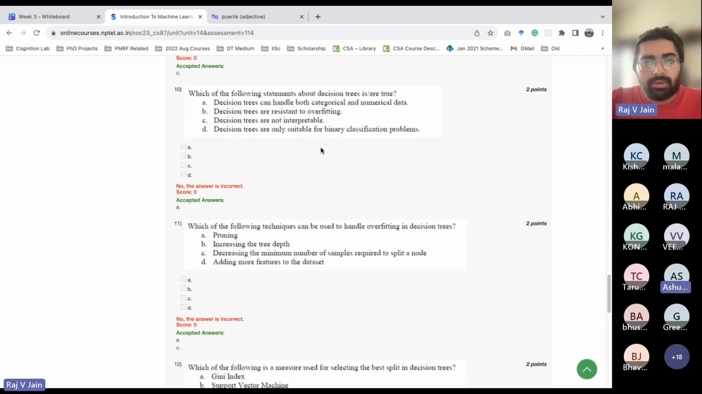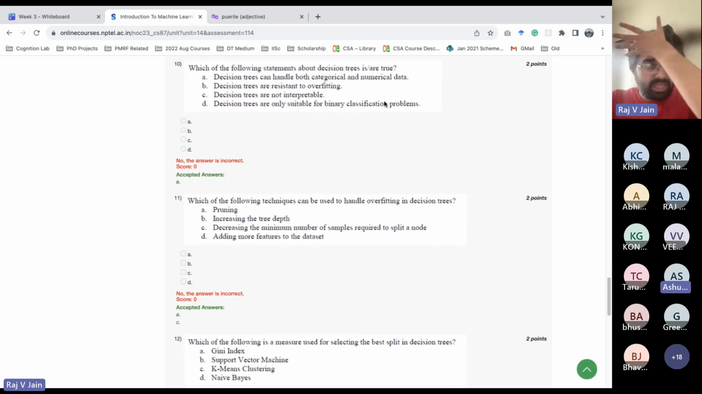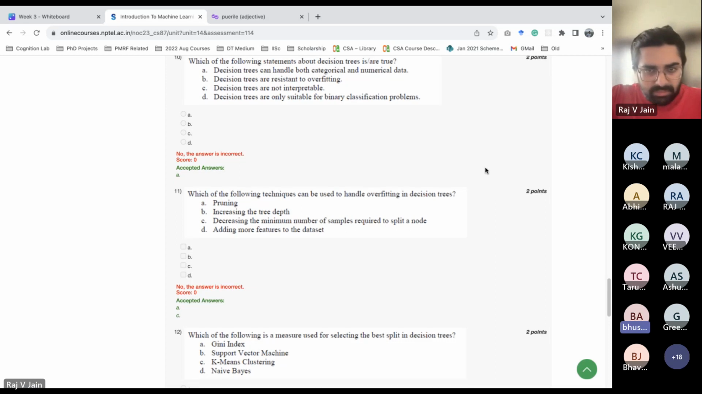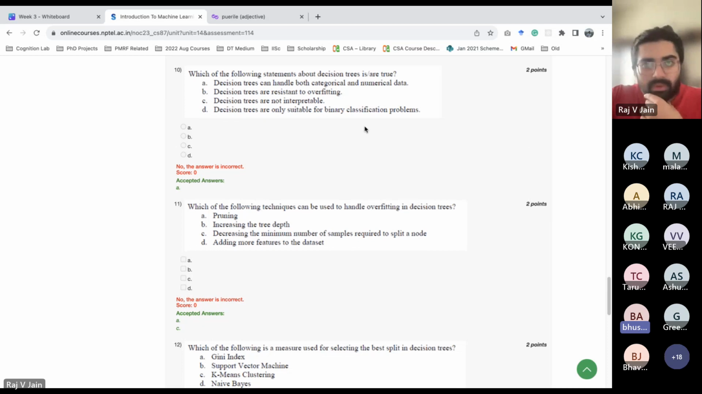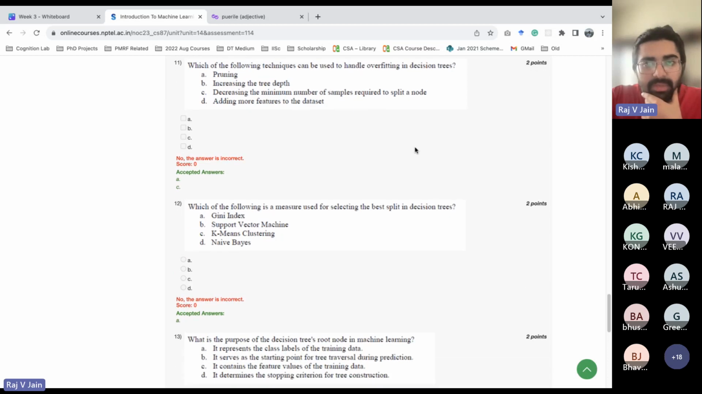Okay. Which of the following is true for decision trees? Any thoughts on this? Anyone disagrees with the answer A? No, the answer is A. Decision trees are interpretable. Decision trees are not resistant to overfitting, and decision trees are suitable for regression also. So not just binary classification. Right.